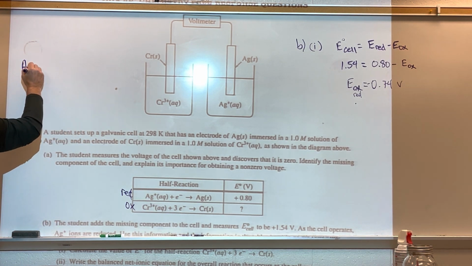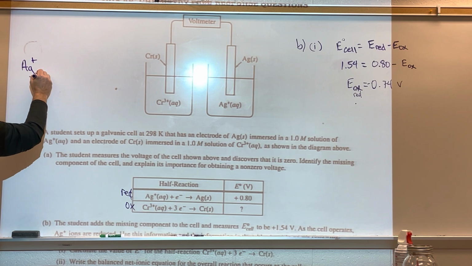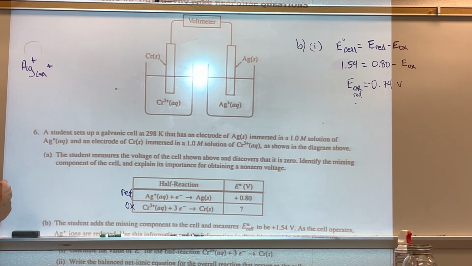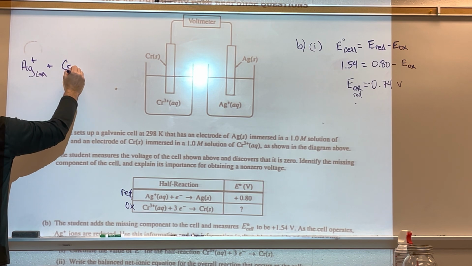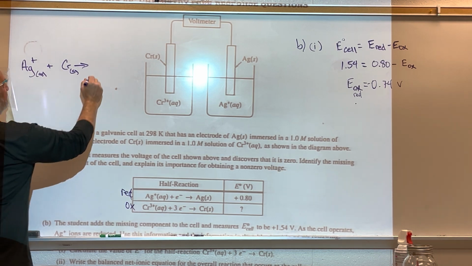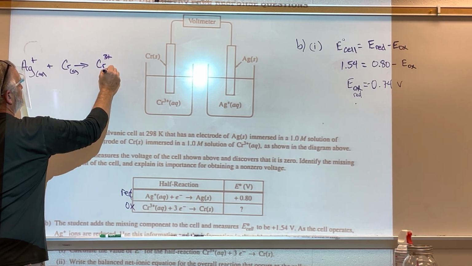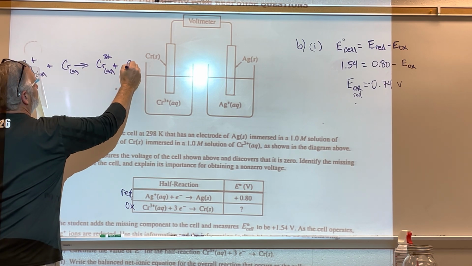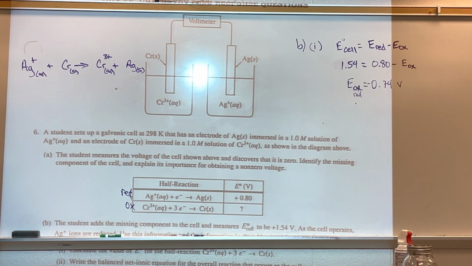Renee, is that Ag plus, and the salt, plus Cr solid. Cr solid, that's right. Goes to Cr3 plus aqueous plus Ag solid. Now is that balanced? What do we need? Three Ags, because we have to balance the charge. So the first thing is, again, reduction goes left to right, oxidation's right to left.